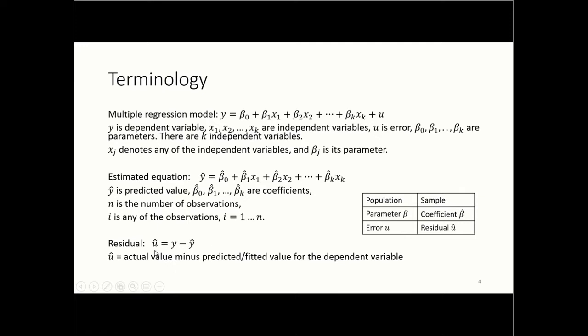So here the residual is u hat equals y minus y hat. Here, the residual is the actual value minus the predicted or the fitted value for the dependent variable. And again, we can have a population with all of the objects that we're interested in modeling and a sample from which we have the data. So if we refer to the population, we would talk about the parameter beta and the error term u. If we refer to the sample, the coefficient beta hat and the residual u hat.